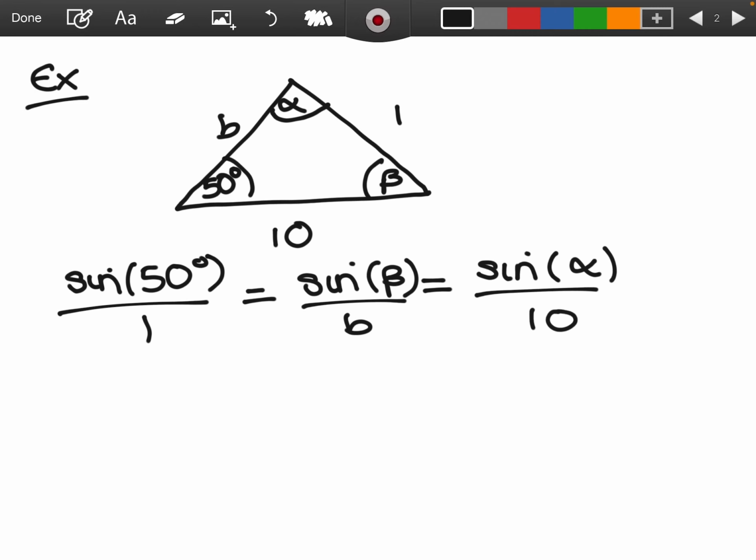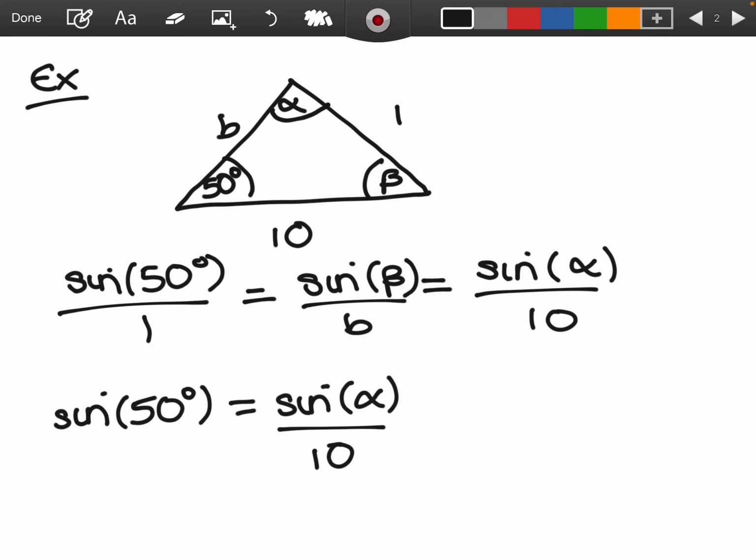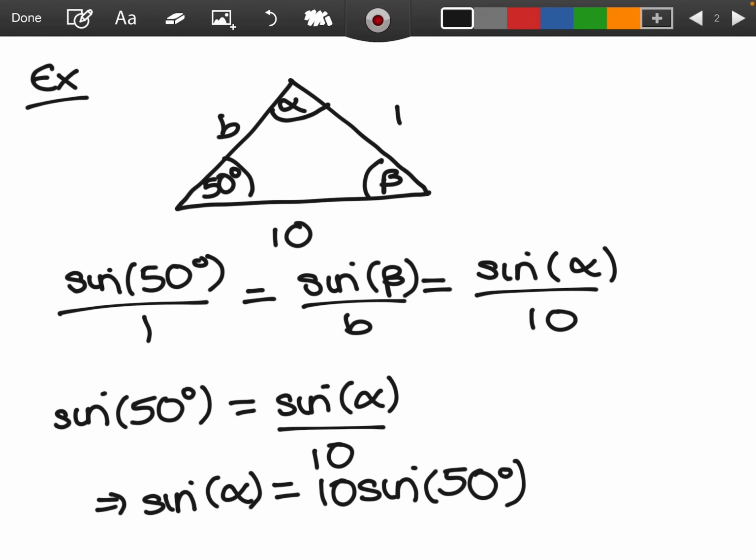The one that you can solve for here is alpha. I don't know beta or B yet, so I can't really go ahead and use that fraction yet. What I'm going to do is solve for alpha. Once I've got alpha, that would enable me to find beta, and once I've got beta, then I can find B. So you kind of have to go through this systematically. So I know sine of 50 degrees over 1, well that's the same thing as saying sine of 50 degrees, if we're just dividing it by 1, is equal to sine of alpha over 10. So if I multiply through, I know I've got sine of alpha is equal to 10 sine 50.